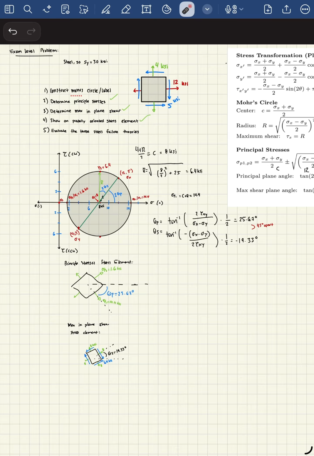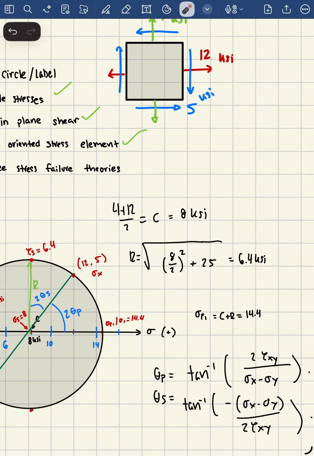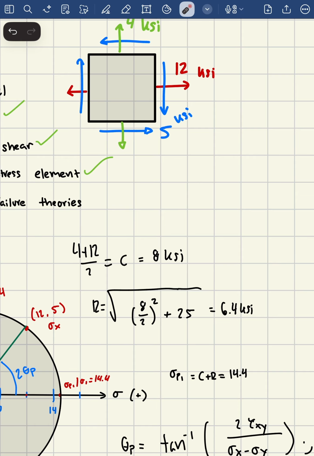So let's begin. In a Mohr's circle, they're going to give you a stress element with different normal stresses and the shear stress. As we can see here, it is 4 ksi tensile in the positive y direction, and then 12 ksi tensile as it's going outwards in the x direction. The shear stress is clockwise in the x direction, associated with these two signs, and counterclockwise in the y direction, of 5 ksi.